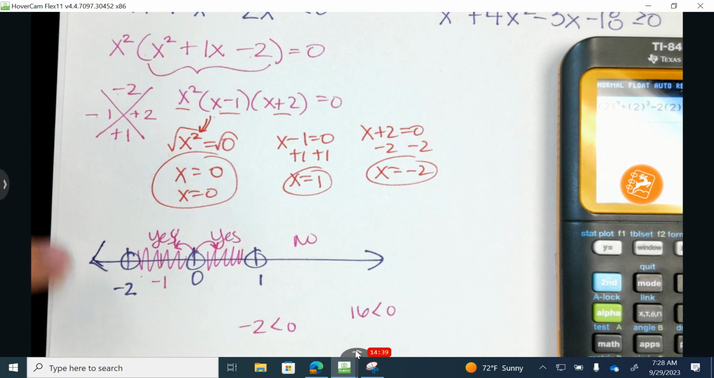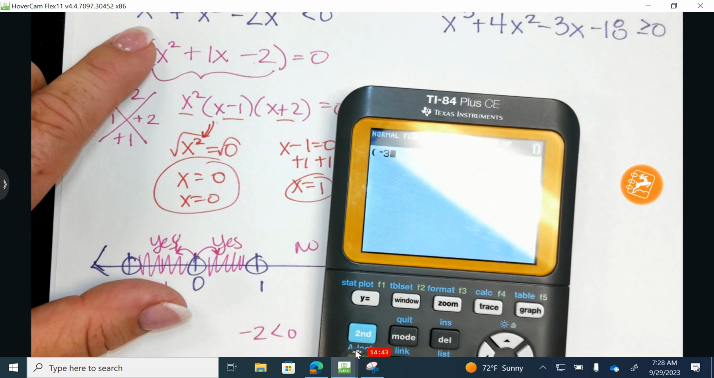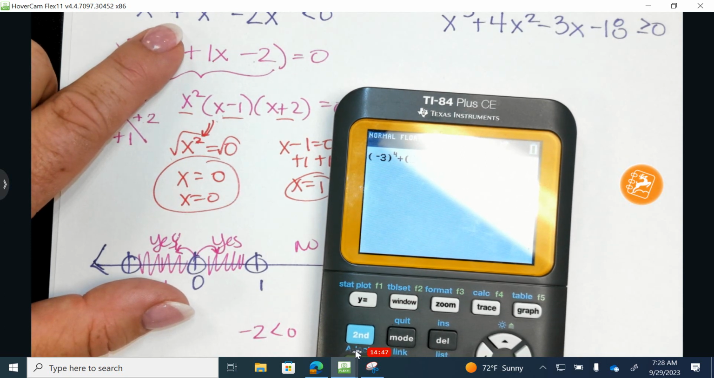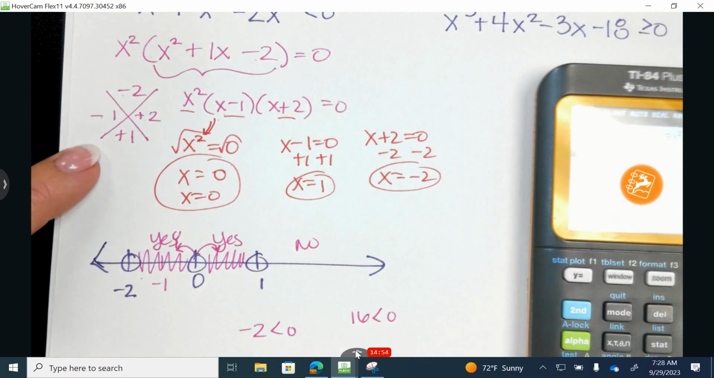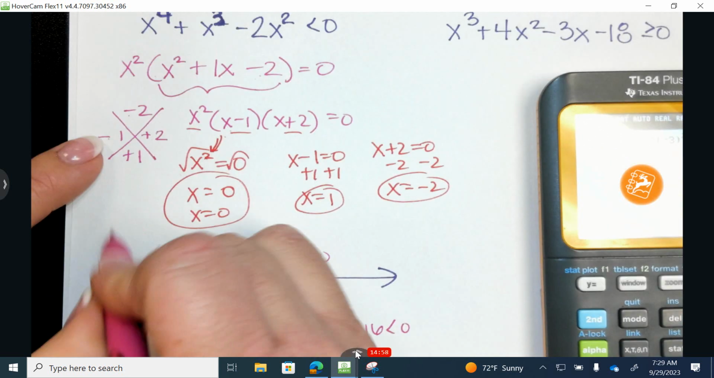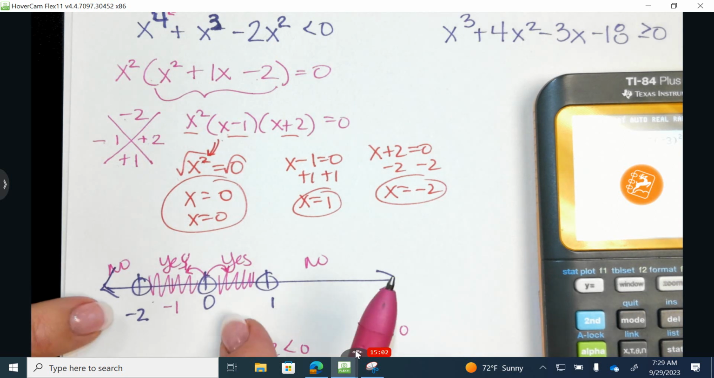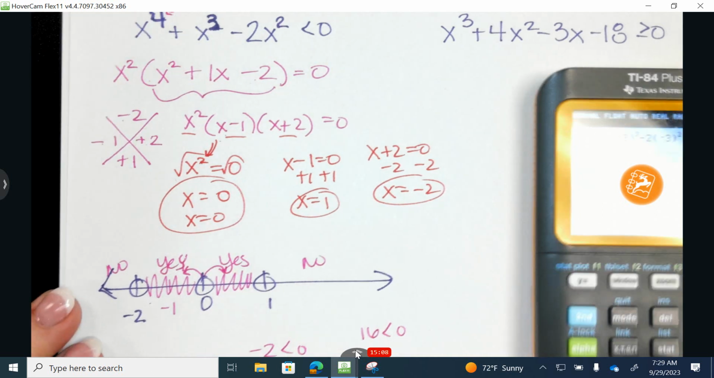So I'll try negative 3 now, any number to the left of negative 2. So negative 3 to the 4th plus negative 3 to the 3rd subtract 2 times negative 3 squared, I get 36. Is 36 less than 0? Again, that's not a true statement. These are no's. We don't shade in no's. The only solutions occur between negative 2 and 0 and between 0 and 1 to make this mathematical statement true.